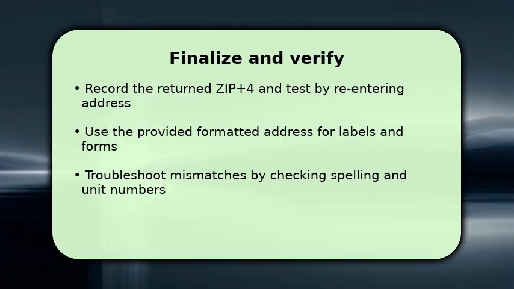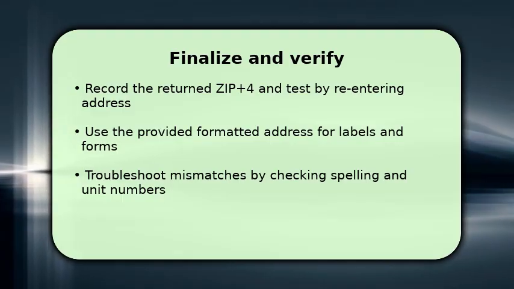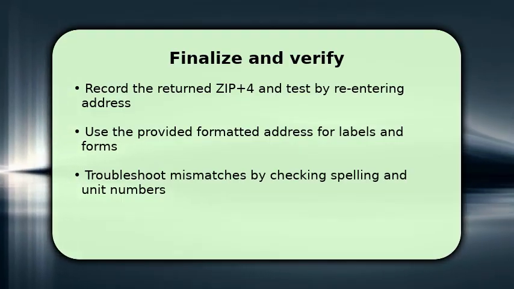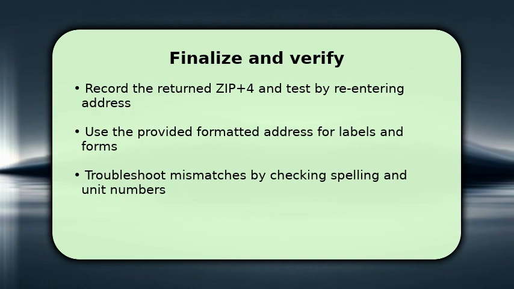If the result seems wrong, double-check spelling, suite or apartment numbers, and city/state pairing. Mistakes there cause errors. If mismatches persist, contact your local post office for clarification. That step resolves delivery exceptions quickly.